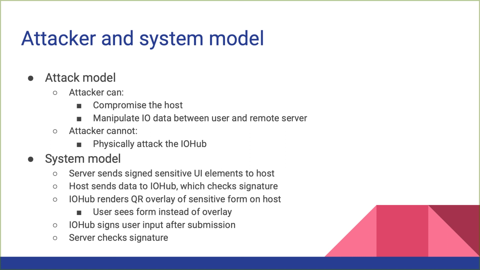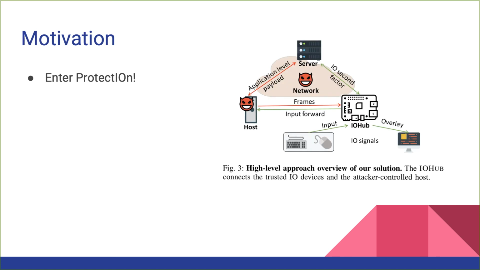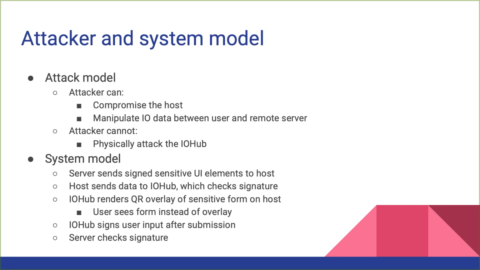For our system model, I'll explain how it works. You have a few agents in play: the server and the host. The server hosts the web application. First, on the server side, you have something called protection.js, which is a server module that takes in the HTML form elements and translates them to a format that's then converted into a QR code. That QR code gets served to the host.